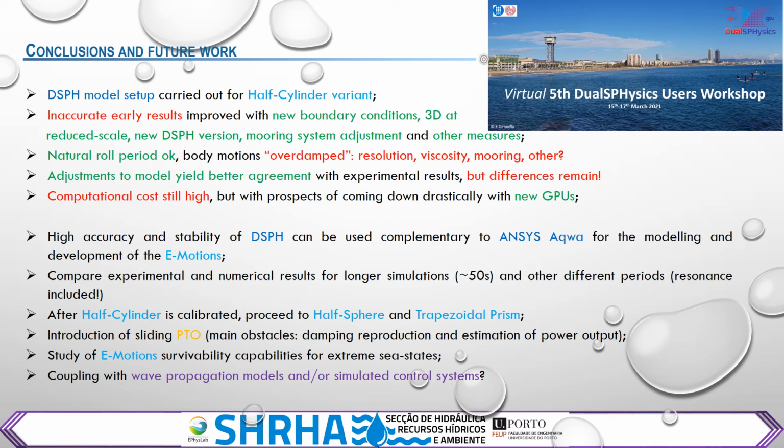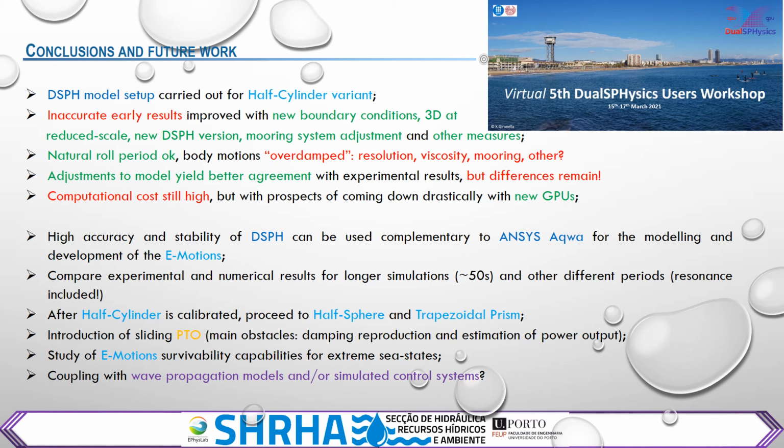To conclude, it was feasible to set up the DualSPHysics model for the half-cylinder variant. Although we had early inaccurate results, they improved massively afterwards after the adaptations. However, we're still getting a sort of overdamped body motions, and this can be attributed to resolution, viscosity, mooring, or other factors. Hopefully, in the future, we'll be able to carry out longer simulations with upgraded GPUs to get better and longer results. And in terms of prospects, I'm very interested in continuing to use DualSPHysics because it's very accurate, very stable, and can be used complementary to ANSYS Aqua.